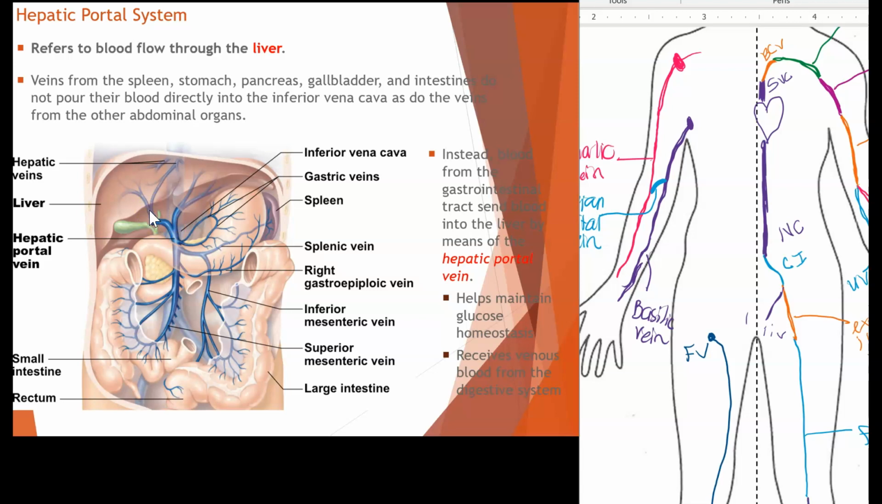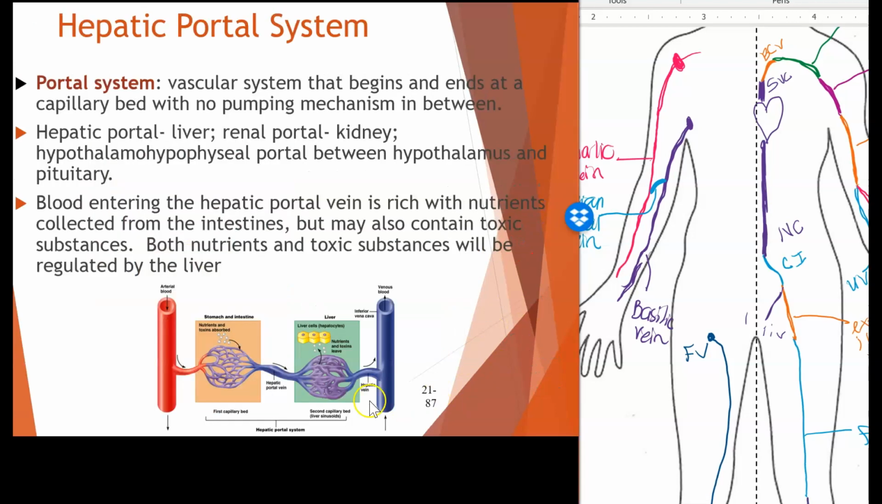So when we carry it into the liver, we are going to have the hepatocytes here, or the liver cells, get the nutrients and maybe some possible toxins over here. And then that blood is going to flow back through hepatic veins into the inferior vena cava to be taken back to the heart. So what do we see here?